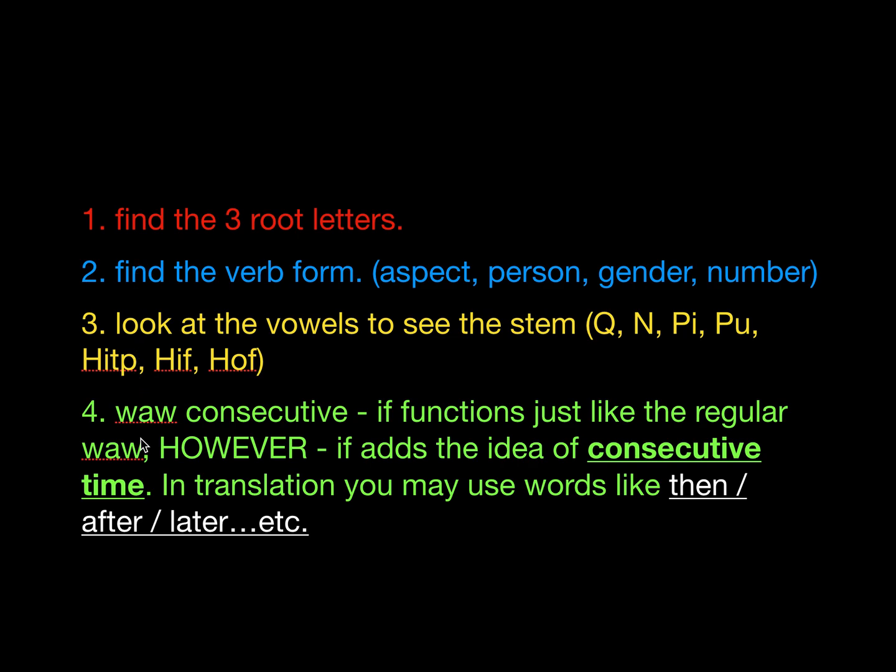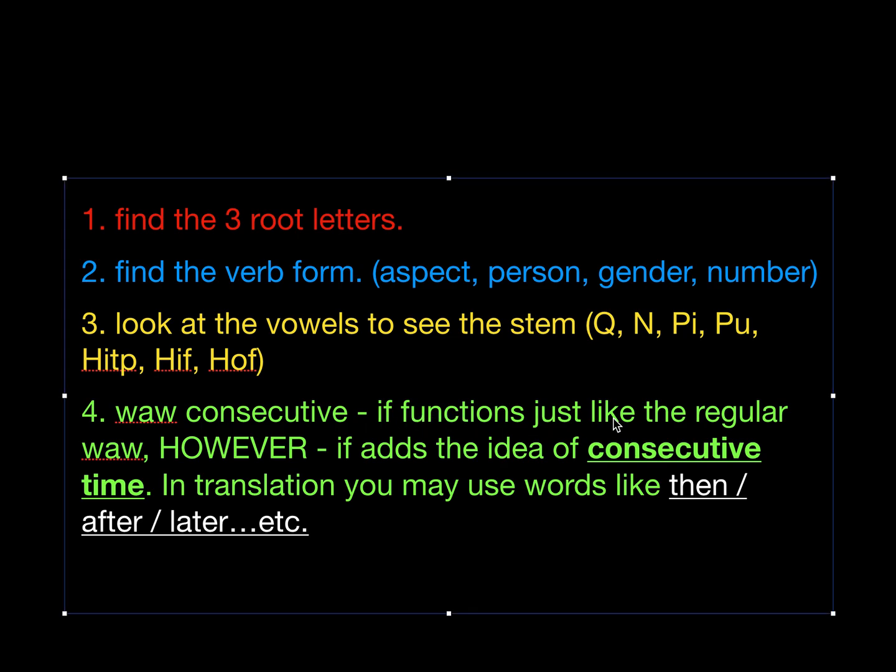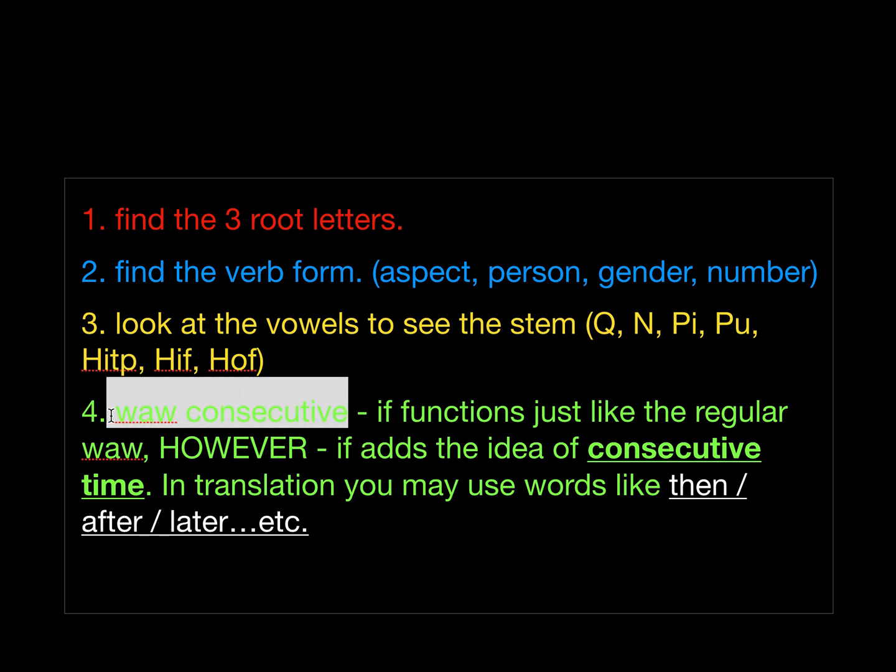The steps are the same, however, look at the final step. So step number 4, vav consecutive, it functions just like the regular vav. So whatever the regular vav did, vav consecutive does the same thing. It reverses imperfect from future to past. However, it adds the idea of consecutive time. So we have vav conjunction plus the idea of a consecutive time.